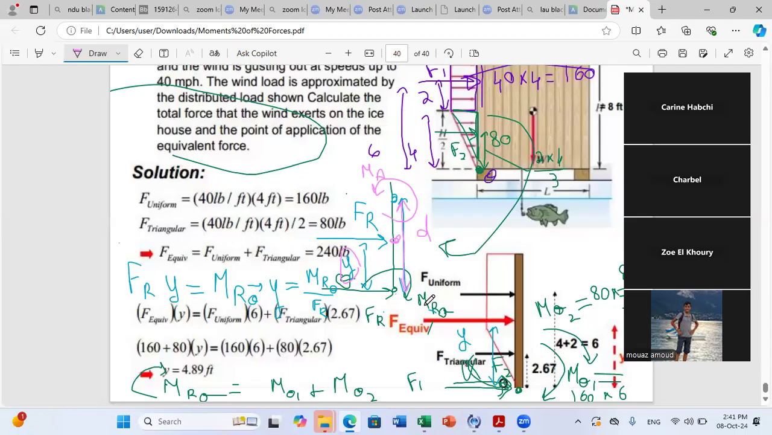While if I move it to a distance smaller than Y, the moment it will create about O will be smaller than MRO. So I need an additional couple clockwise to help it to have a moment about O equal to MRO. And if I exceed Y, the moment of the force itself about the point O will become larger than MRO. So to go back to MRO, I will need a couple in the counterclockwise direction.